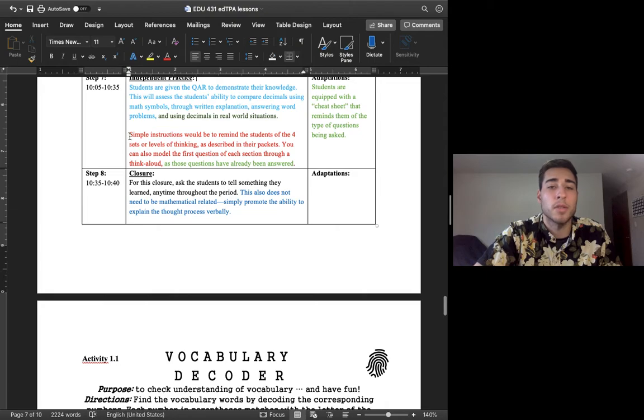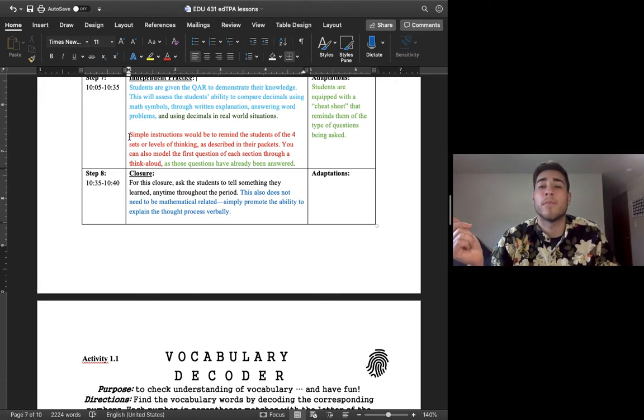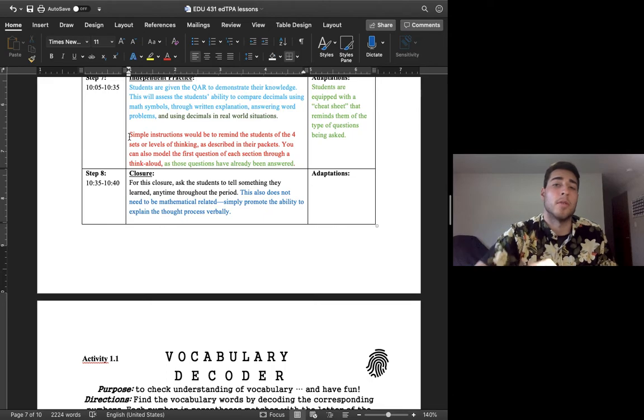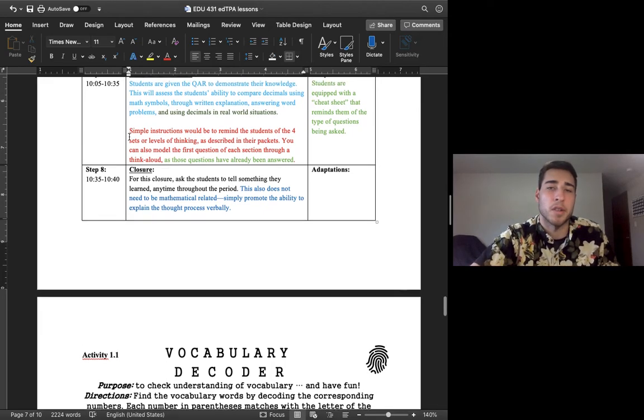So again, simple instructions just to remind the students of this has the 4 levels of thinking. So again, what I find in the book, what the book can help me find in terms of my own thinking and using the book, and then having to use my own thoughts to try and bring into this math lesson and my own experiences in answering the questions.